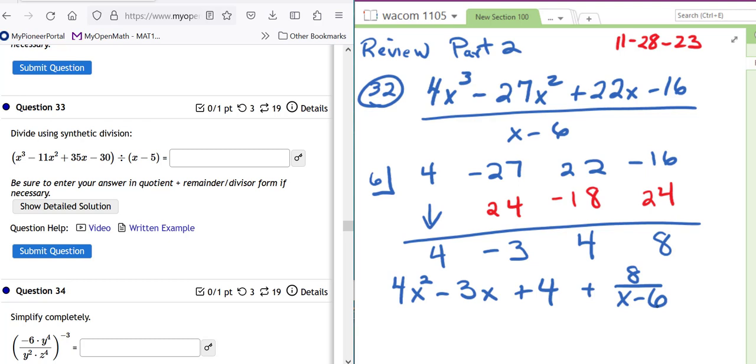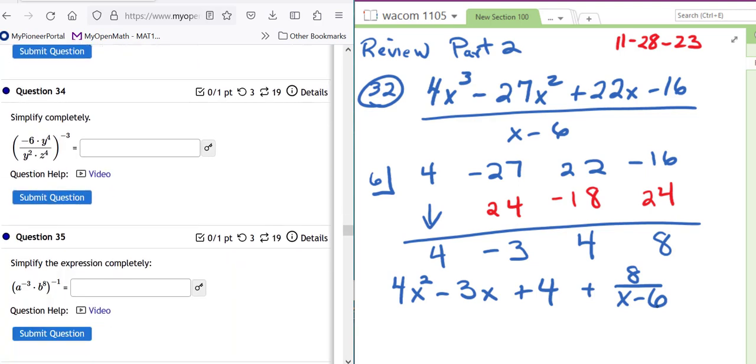This one looks the same. There's no terms missing. That's the only thing to watch out for that I don't have in either example. If there is a term missing, make sure you put in a 0 placeholder. Okay, so I think one of those is enough. You guys let me know if you have any questions. All right, and we will just keep going.